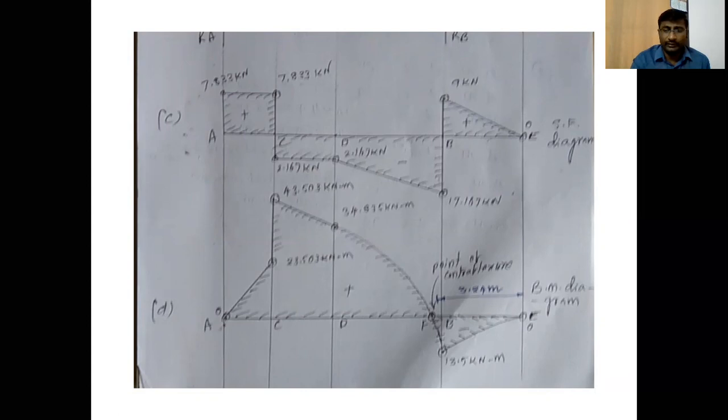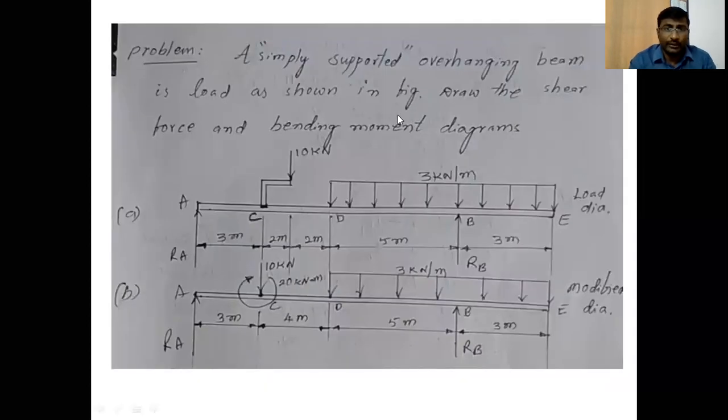I did not explain here. In the problem, the point of contraflexure was not asked. If you want to find the point of contraflexure, which occurs between D and B, we have to take the XX section between D and B, at a distance of x from the right end.